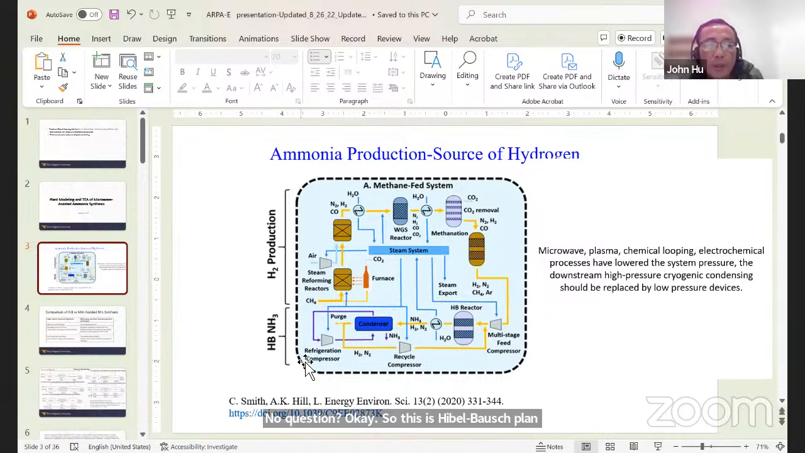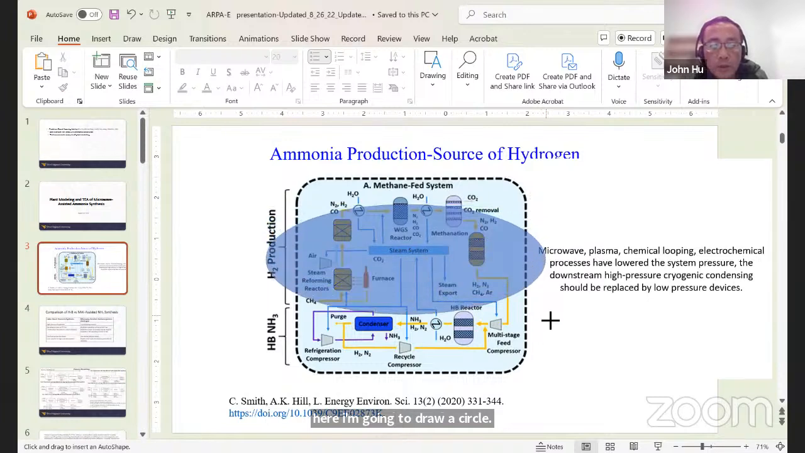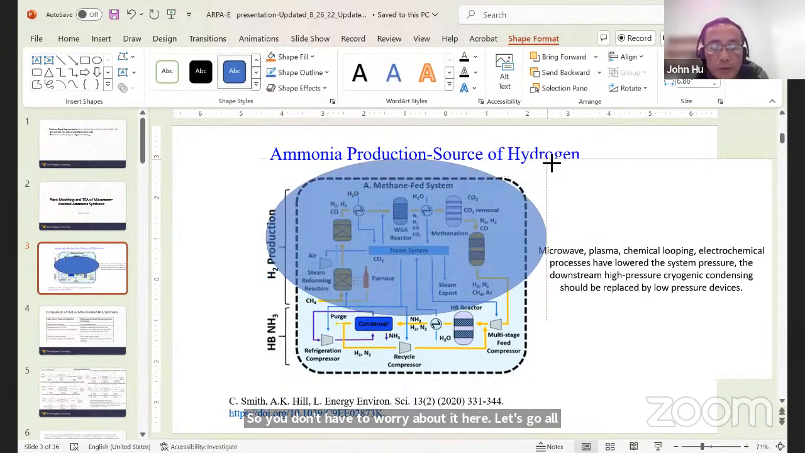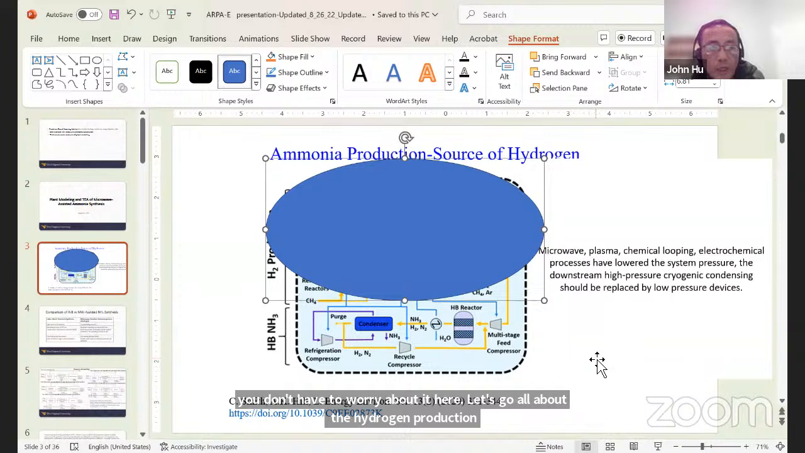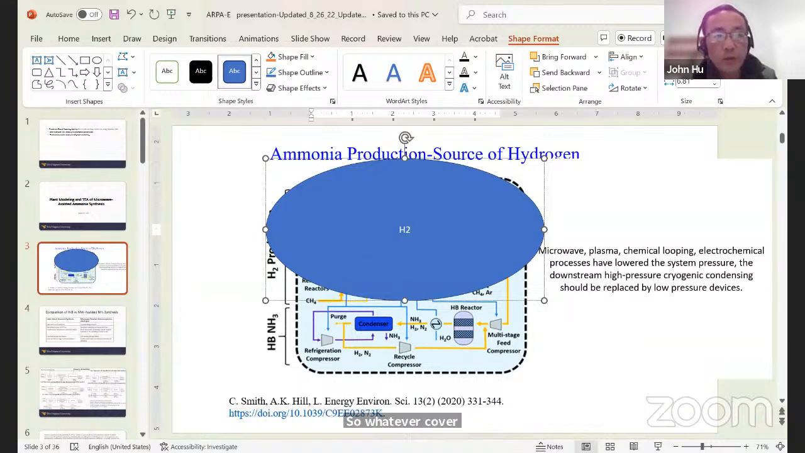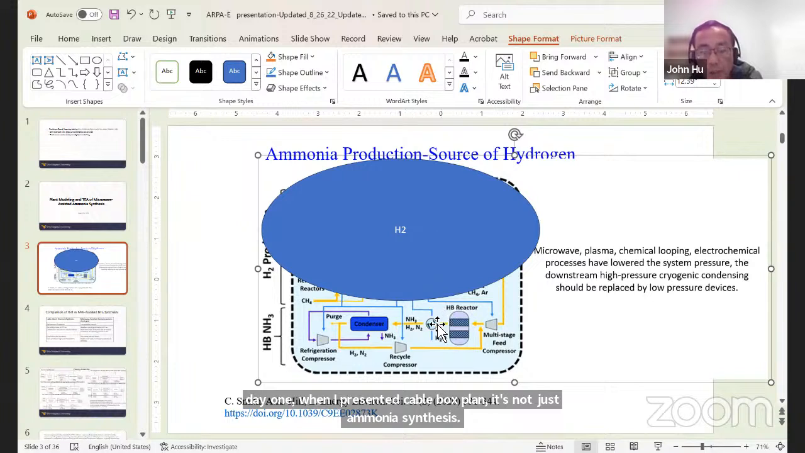In the Haber-Bosch plant, the first part here, I'm going to draw a circle. You don't have to worry about this part. It's all about the hydrogen production. Whatever was covered are hydrogen production, so I'm going to write it down: H2 production. What you need to look at is just this part. That's why on day 1 when they presented this Haber-Bosch plant, it's not just ammonia synthesis. It's hydrogen production, which is now covered. I want you to focus here.